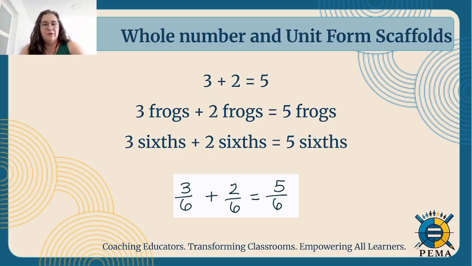So then when I pose 3/6 plus 2/6 written in unit form, it doesn't feel so intimidating, because if 3 frogs plus 2 frogs is 5 frogs, then 3 sixths plus 2 sixths is 5 sixths. And then I connect that to the fraction notation, and it can help students understand that they really do know a lot that's going to help them move to this new notation.